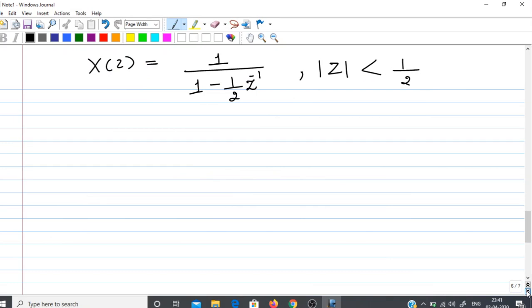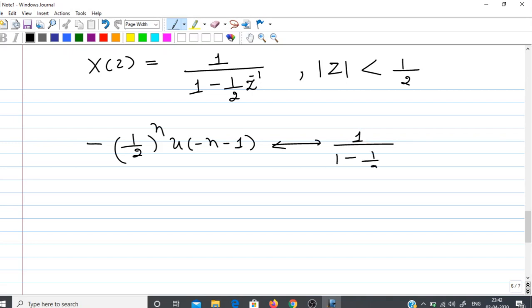So this is the z transform of the sequence minus half to the power n. Sorry, this is the z transform of minus half to the power n u of minus n minus 1. And what is it? It is 1 upon 1 minus half z inverse for mod z less than half.